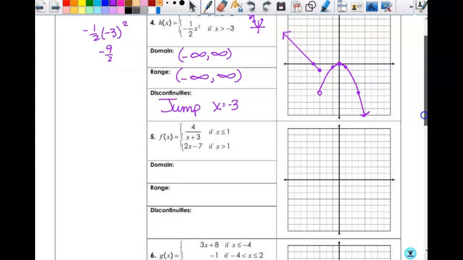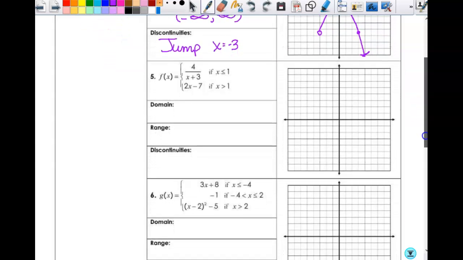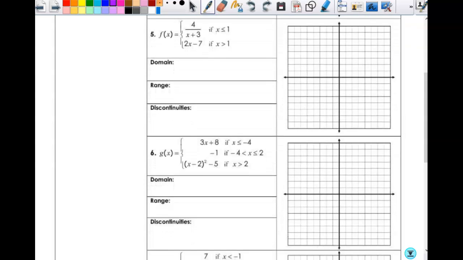All right, let's check out number 5. What's this first one called? Reciprocal. So here's my parent function. And the second one is linear again. Been really nice with all these linears, right?